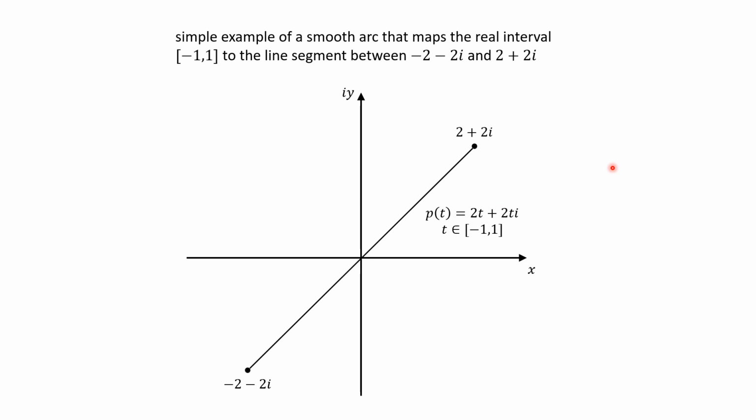It's a straight line, and it has a derivative. It's continuous. The derivative is actually 2 plus 2i, so it's a constant, which means it doesn't equal 0, which was the second condition. And the third condition is that it does the mapping that we've shown here in terms of mapping minus 1, 1 to this line segment here.